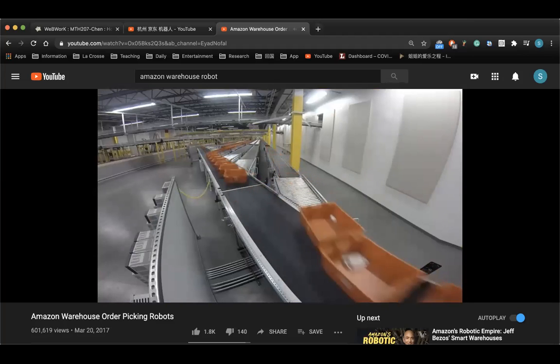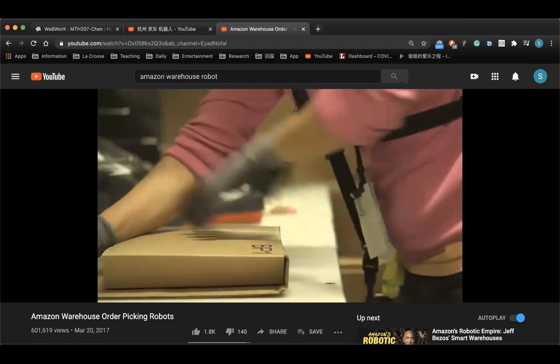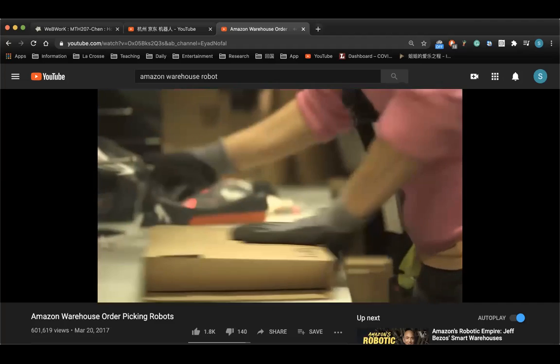Isn't that beautiful? Everything is organized by machine. They schedule the whole thing. Yeah, again, that's what human does.